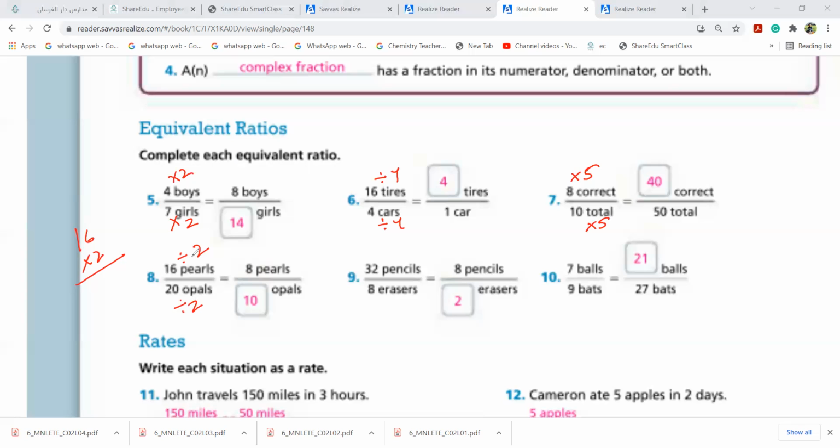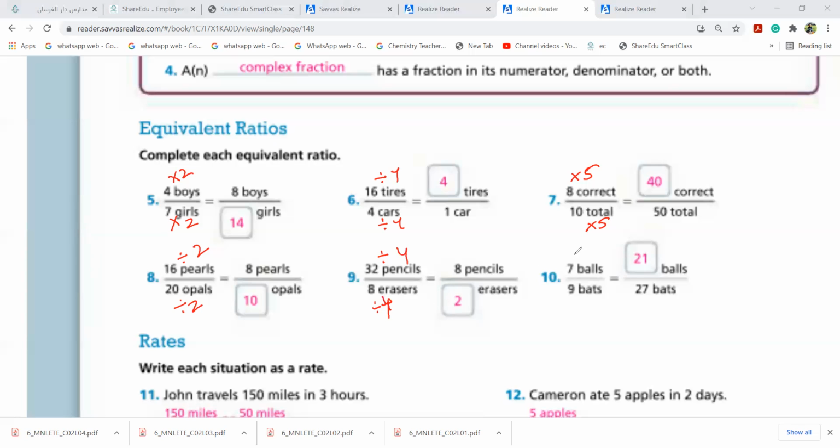No. Listen to me. They have not given you this 10 in the question. You have to find this 10. So I'll just make a relation with what they have given. 16 divided by 2 gives you 8. So 20 divided by 2, same number, will give you 10. Understood? Now 30 divided by what will give you 8?